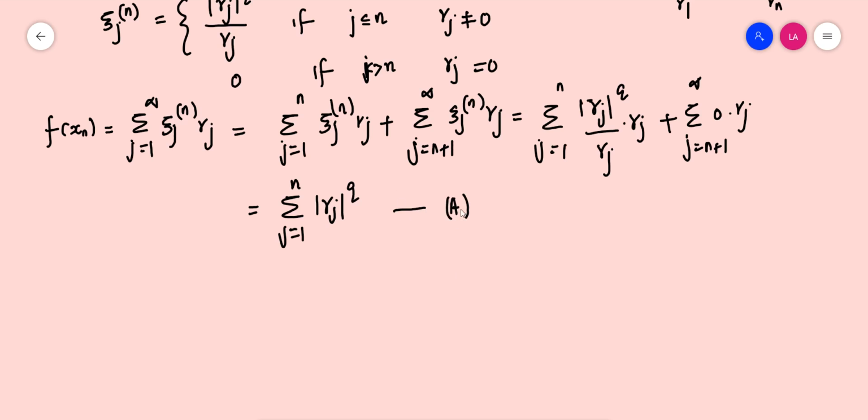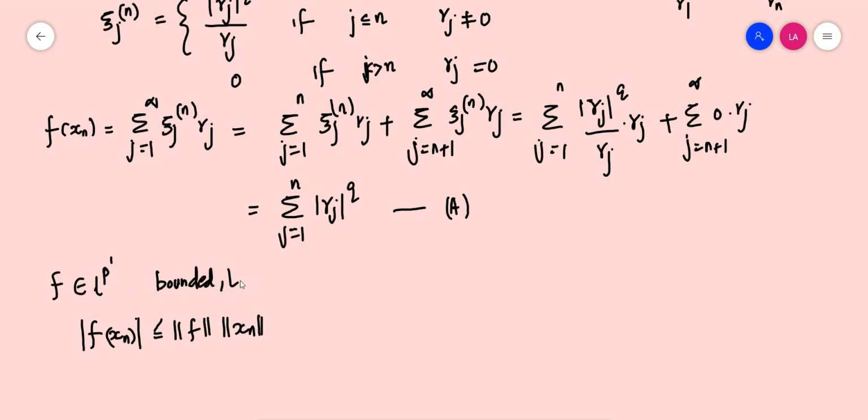Now our objective was to associate every element of LP dash onto an element in LQ, which is what we are going to do. Since f is an element of LP dash, modulus of f of xn should be less than or equal to norm f times norm xn, because f is a bounded linear functional defined on LP.